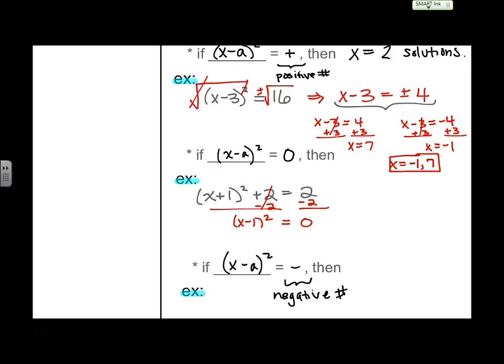Not squared. What's it called? I have a squared. I need a square root. Squared is the little exponent of 2. Square root is what I need to do to get rid of the squared. So I'm going to square root both sides.